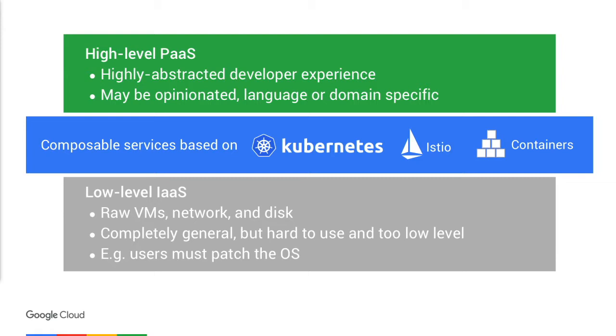Containers give you packaging that separates you from the infrastructure. And Istio, which I'll talk about today, gives you a kind of control plane that you can use to separate operations.